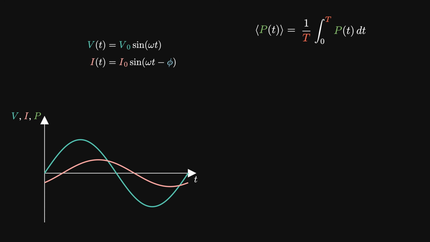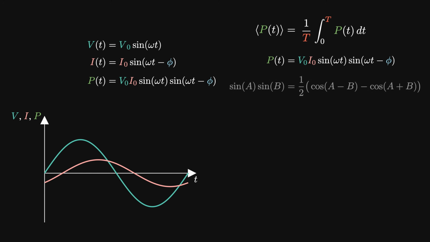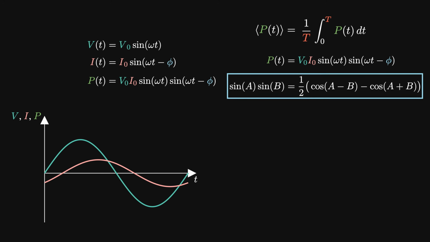If we try and calculate instantaneous power now, we get this rather ugly expression, which is not convenient for calculating the average. But using some trig identities, like so, in a clever way, we can get a much neater expression. In this identity, if we let A equal omega t and B equal omega t plus phi, we can rewrite our power like so, where we have V0 I0 over 2 times cos phi minus cos 2 omega t plus phi.